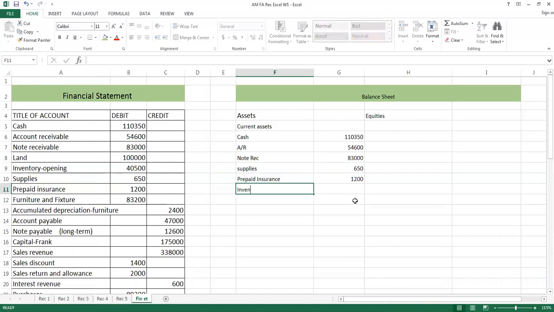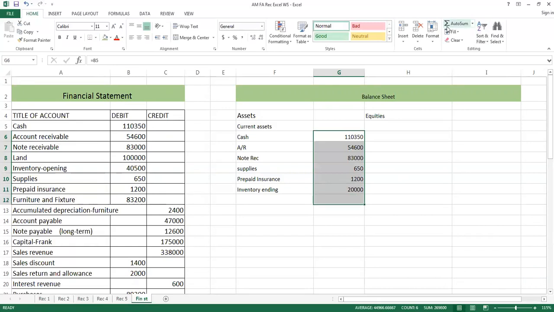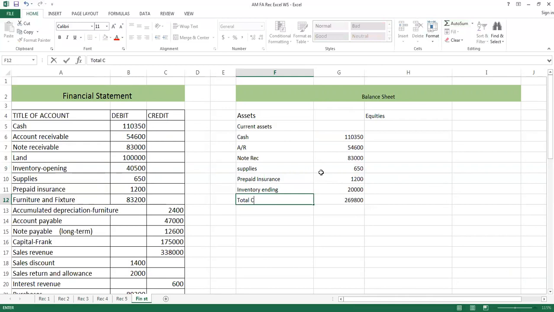So inventory ending is appearing 20,000. So the sum of the total current assets are coming. This is total current assets. Now student, we will work on fixed assets.